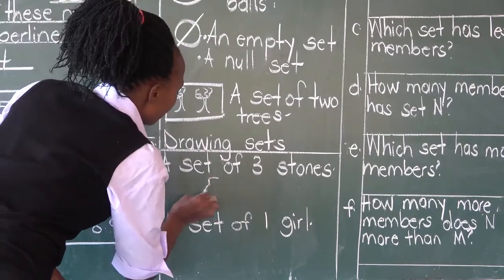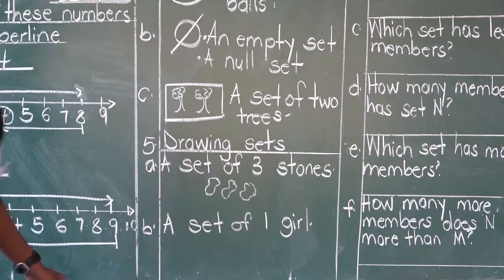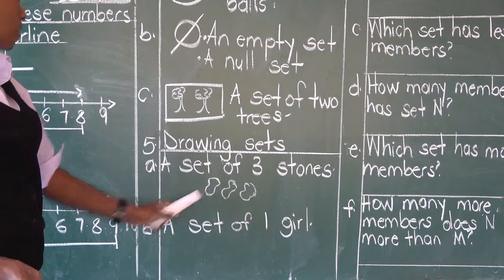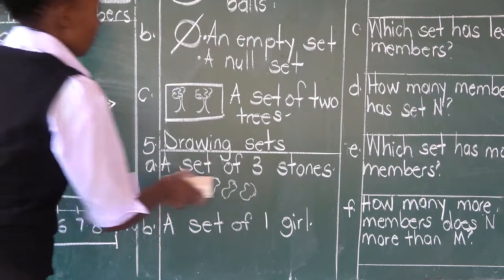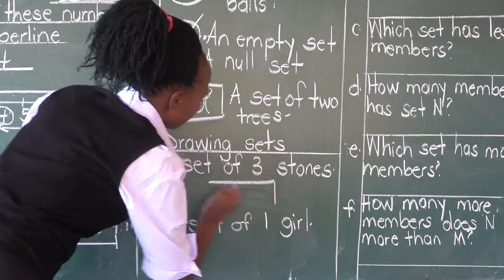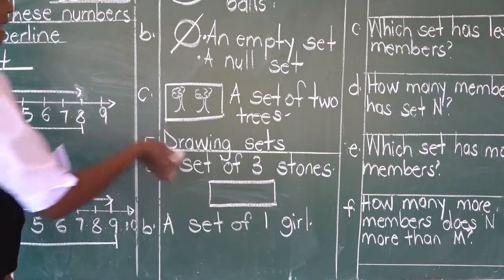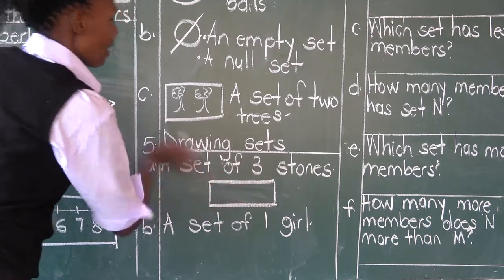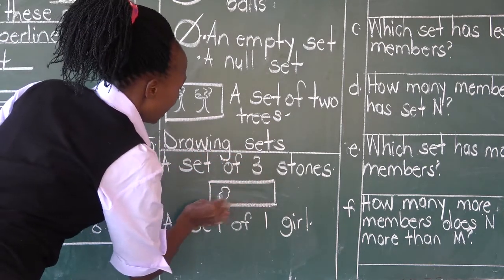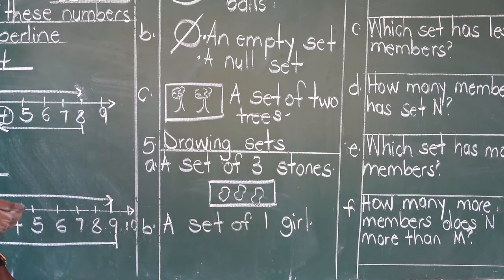And if you find someone drawing them like this, well, there are 3 stones, but this is not a set. You have to enclose them. Now we are going first to draw our empty set here, where we are going to enclose those members from. Now this is our empty set. Now we are going to put there 3 stones. 1, 2, 3. Now there you are, right.